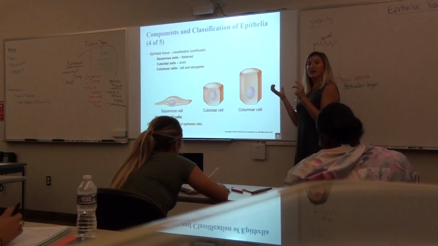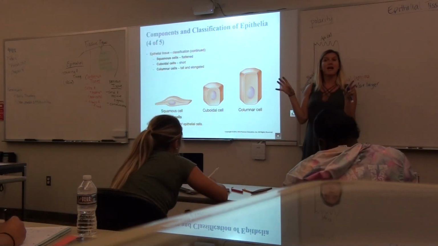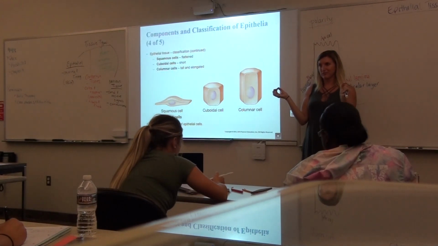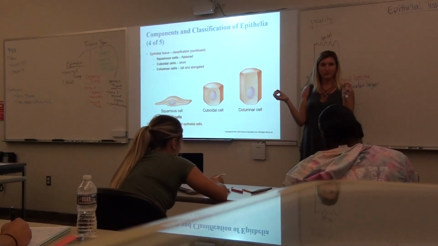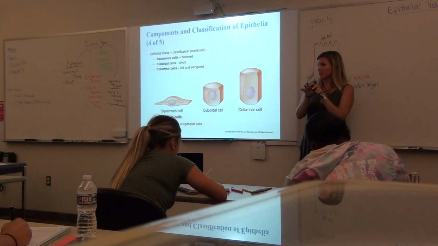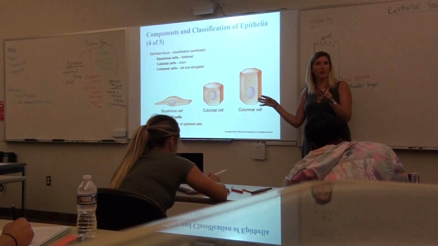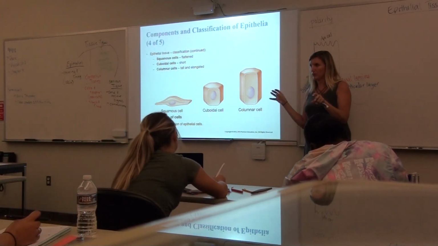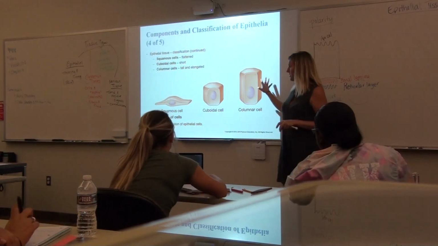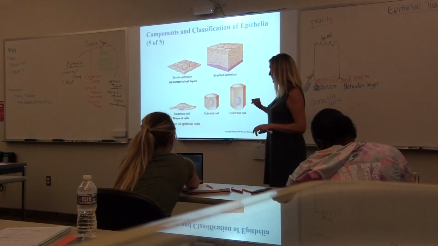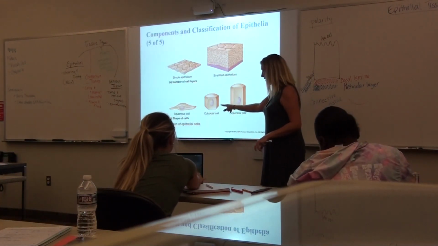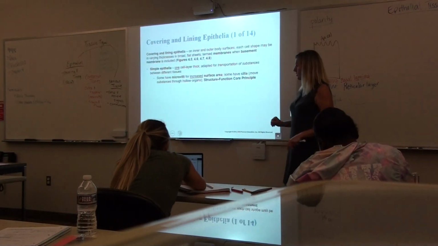And so because, remember, one of the big themes in anatomy is form and function, right? Structure and function. What something looks like is going to determine what it does, where it is, what it's covering, what it's lining. And so that's why this is so important to understand. So simple, stratified, and different shapes. Let's take a look at it.